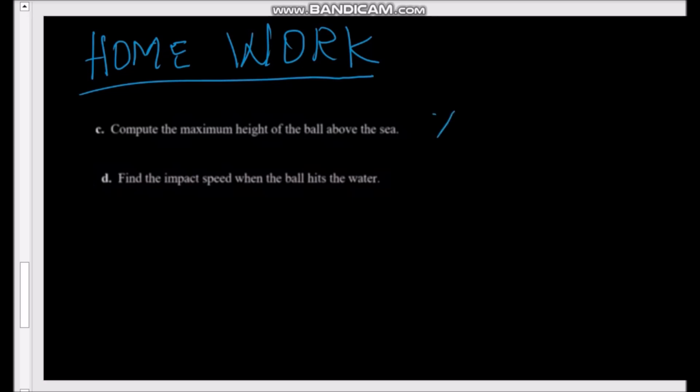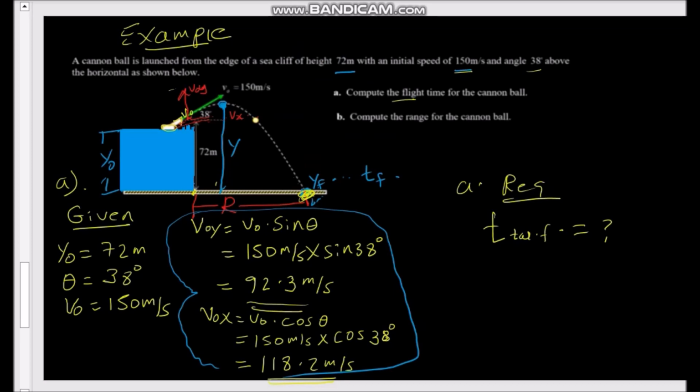Why maximum? You can see this is the y maximum from this point to this point. Let me show you the maximum height, including y naught and y, because from this point to this point we have another small y. Let me say y1. So y max is y1 plus y2.